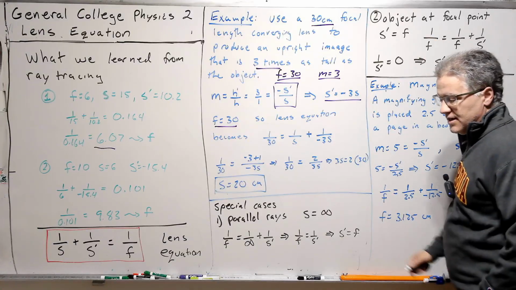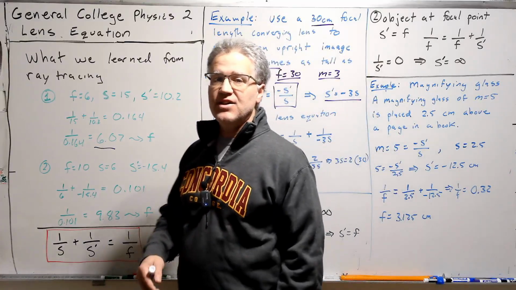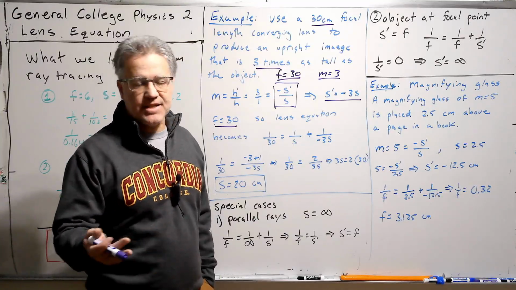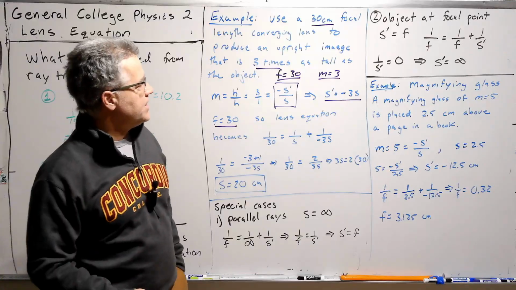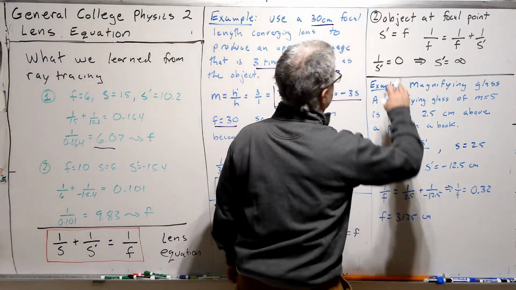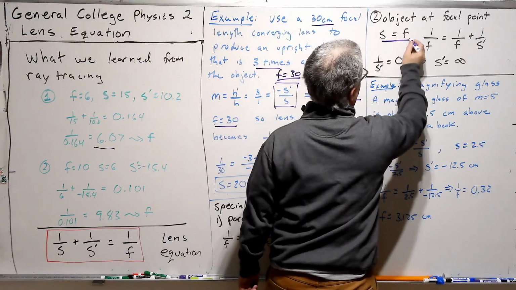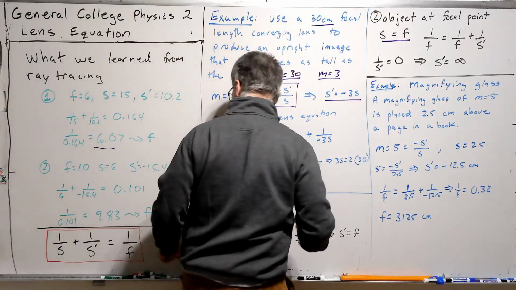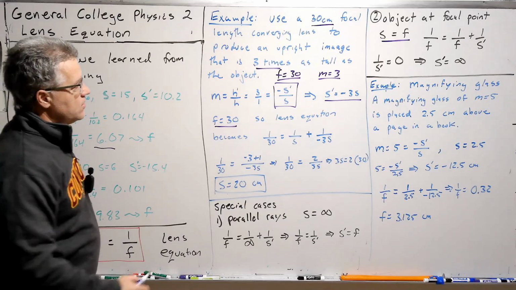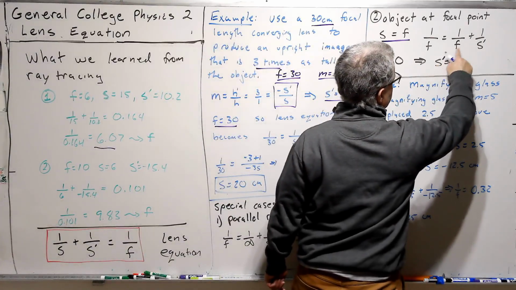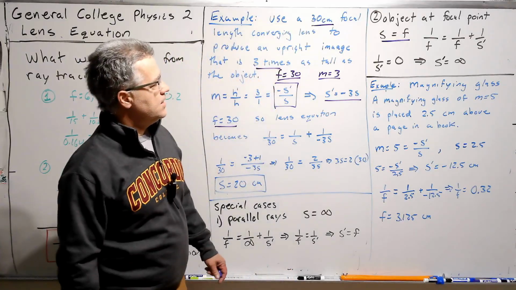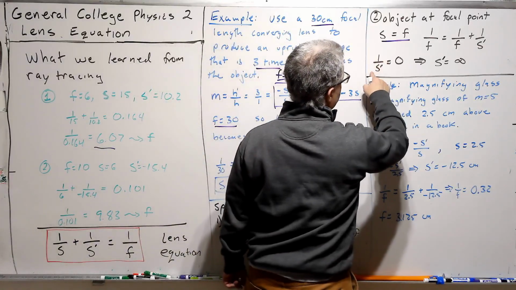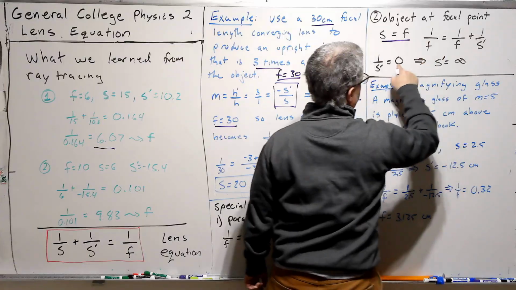Okay, let's try another special case. When we put the object right at the focal point, we're free to put that object anywhere. We might accidentally or on purpose put it at the focal point. So we put our object at the focal point, and so we have 1 over f equals 1 over f plus 1 over the image position. So 1 over the image position then equals 0, because we'll bring this over to this side.